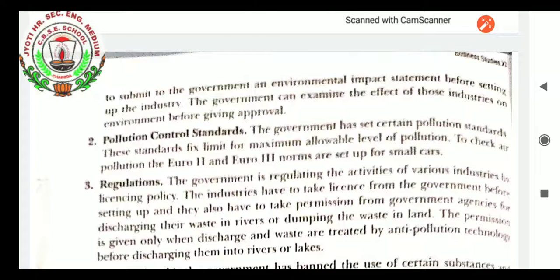Nowadays, the green environment-friendly sign is put on two-wheelers also, so that it can be evaluated how much smoke is emitted by these two-wheelers.